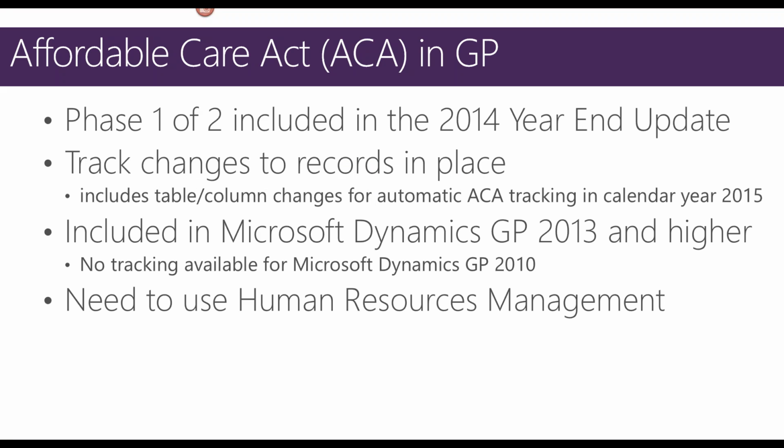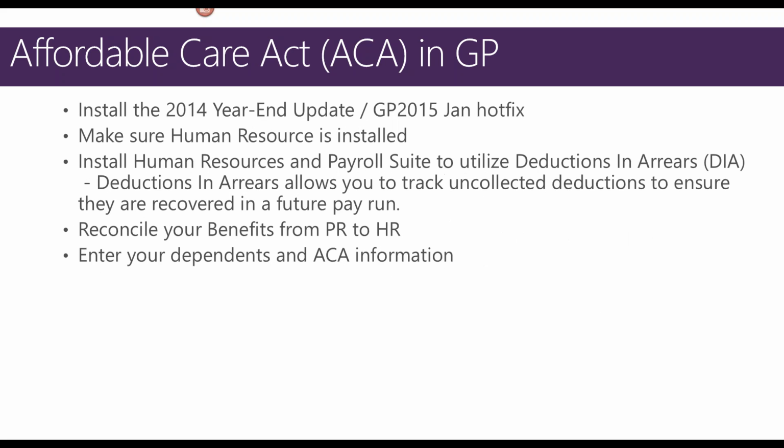So if you're on GP 2010, GP 10, 9, whatever, that information will not be updated in Great Plains, and you need to use Human Resources. It was installed with the 2014 year-end update, and then in January there was a hot fix, and in March there was another hot fix. So you will need to be on the March hot fix of GP 2013 or 2015. You need to make sure Human Resources is installed. If you want to track uncollected deductions, then you would need to also install deductions and arrears.